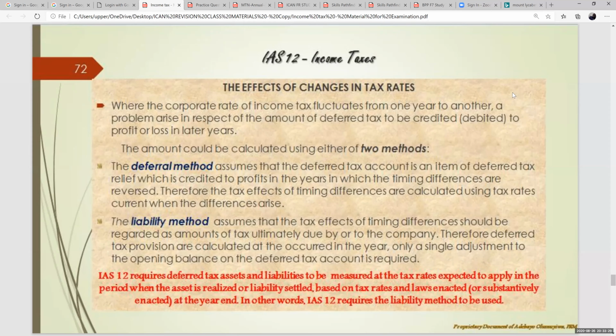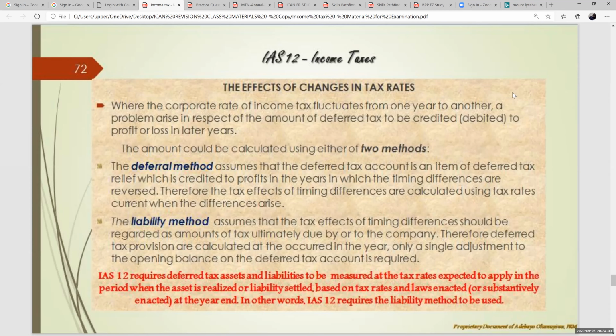The deferred method assumes that the deferred tax account is an item of deferred tax relief, which is credited to profit in the year in which the timing differences are reversed. Therefore, the tax effect of timing differences is calculated using the tax rate current when the differences arise. That is the reason why the standard does not allow it. It's not necessarily capturing the future tax consequence, it's only capturing the current consequence.